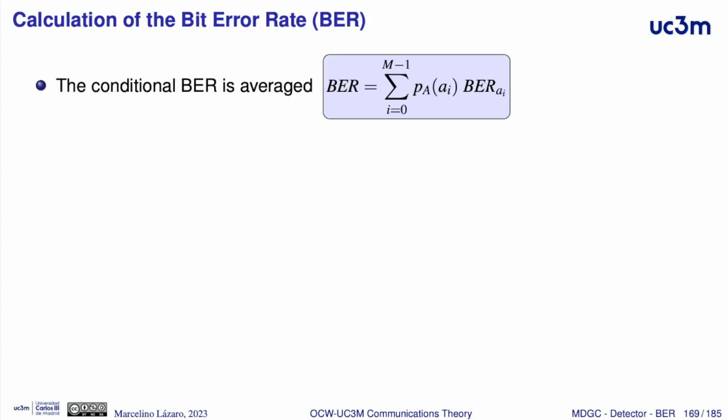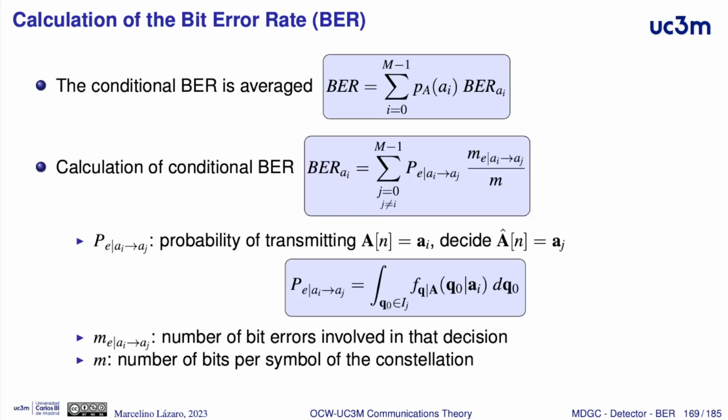This idea is relatively intuitive, but we can see it also mathematically. The bit error rate can be computed by averaging the conditional bit error rates given a symbol. And the conditional probability of error at bit level for a given symbol is obtained by the addition of the products between the probability of transmitting this symbol and deciding any other symbol in the constellation, times the number of errors in bits that happen in this mistake, divided by the total number of bits.